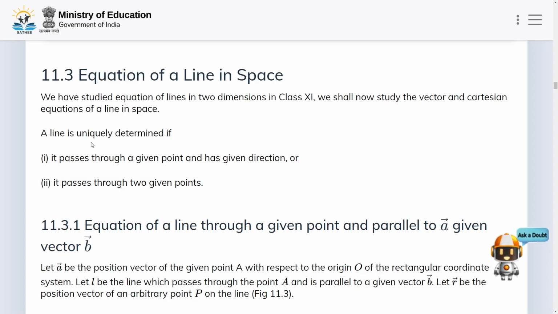In today's session, we will be seeing equations of a line in space. So far in this chapter on three-dimensional geometry, we have seen till exercise 11.1. Now we will be seeing the equation of a line in space. We will study the vector and Cartesian equation of a line in space. A line is uniquely determined if it passes through a given point and has a given direction, or it passes through two given points.